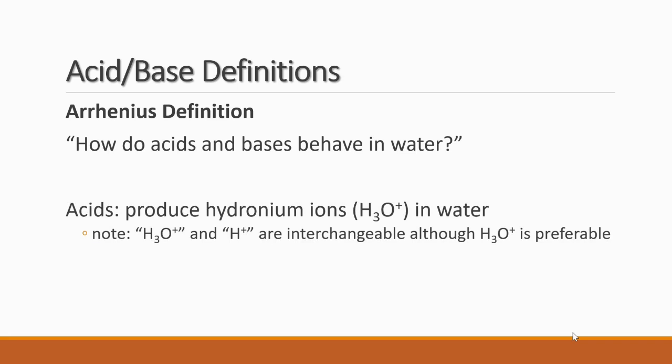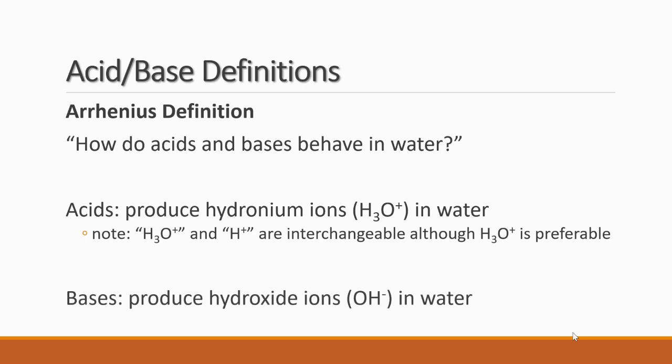And hydronium is a polyatomic ion, H3O+, where a water molecule has gained a hydrogen ion, H+. Note that a lot of times H3O+ is written just as H+, since that's what is attaching to the water molecule. So you'll see both of those, and they're interchangeable. However, H3O+ is preferable, especially on the AP test. Bases, on the other hand, produce hydroxide ions when placed in water. So if you put a base in water, then the concentration of hydroxide, OH-, will increase in the water.